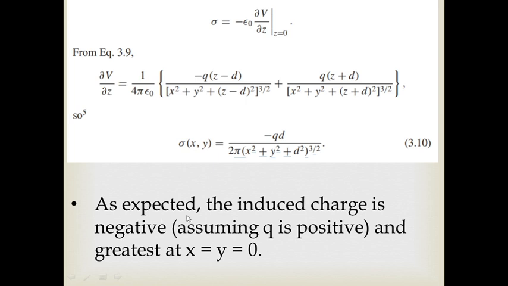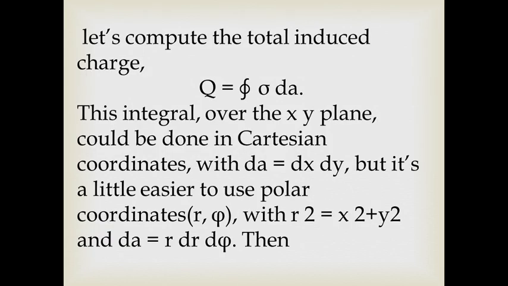As expected, the induced charge is negative. This minus sign indicates that the induced charge is going to be negative, because the actual charge placed at a distance d is plus q. So, due to the force of attraction, negative charge will come to the surface, and the magnitude of the negative surface charge density sigma is going to be maximum at x equal to y equal to 0.